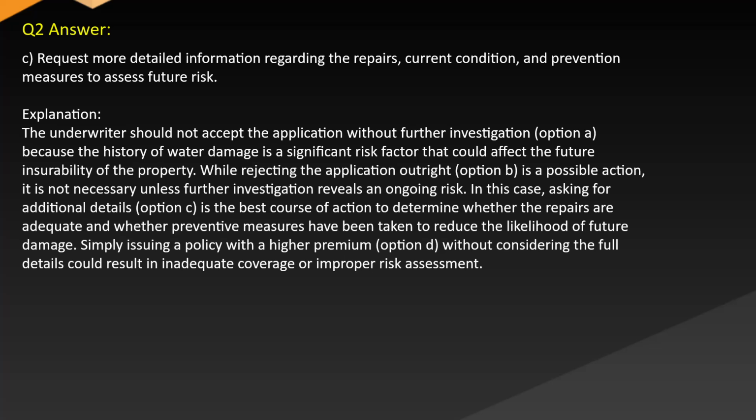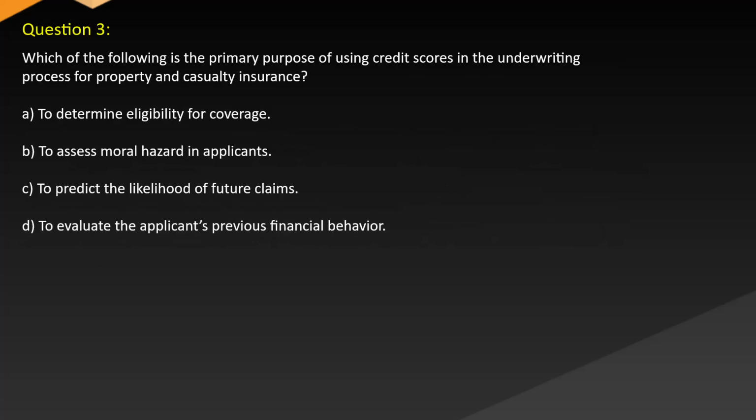In this case, asking for additional details, option C, is the best course of action to determine whether the repairs are adequate and whether preventive measures have been taken to reduce the likelihood of future damage. Simply issuing a policy with a higher premium, option D, without considering the full details could result in inadequate coverage or improper risk assessment.